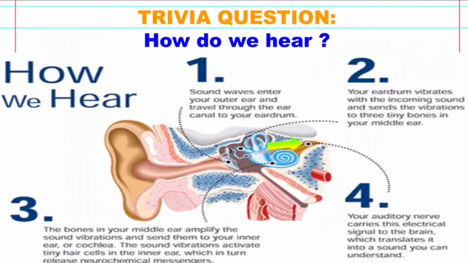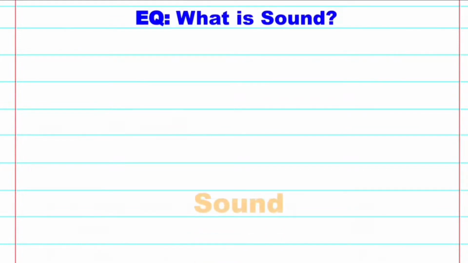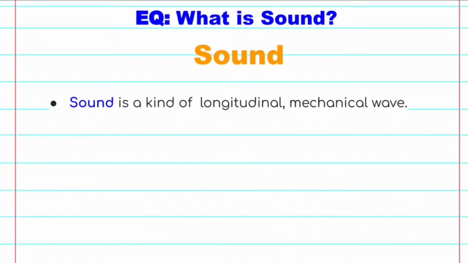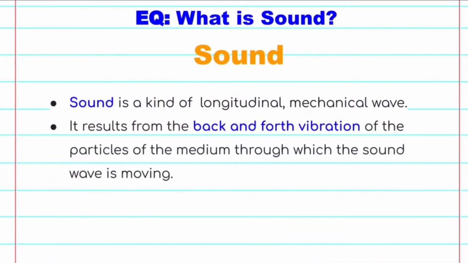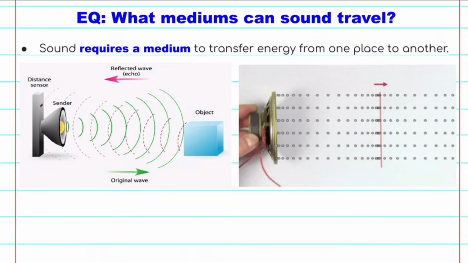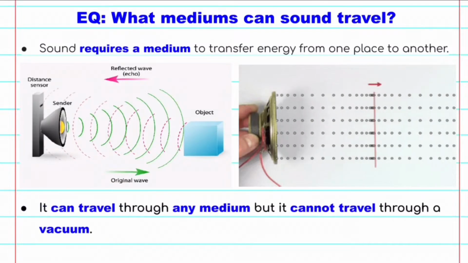Amazing, right? So, to discuss our main lesson for today, let us define sounds. What is a sound? Sound is a kind of longitudinal mechanical wave. It results from back and forth vibration of the particles of the medium through which the sound wave is moving. Next, what mediums can sound travel? Sound requires a medium to transfer energy from one place to another. It can travel through any medium, but it cannot travel through a vacuum.